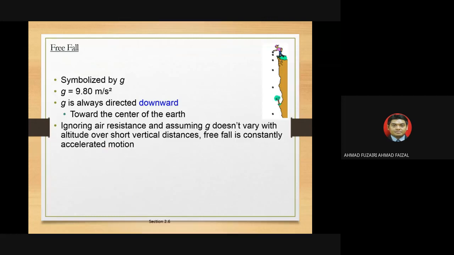The value or the magnitude of g is 9.80 meter per second square, and g is always directed downward, which is toward the center of the Earth. It's conventional to define up as positive and down as negative. So, in this case, the gravitational acceleration is a equal to negative g equal to negative 9.8 meter per second square. Ignoring air resistance and assuming g doesn't vary with altitude over short vertical distance, free fall is constantly accelerated motion.